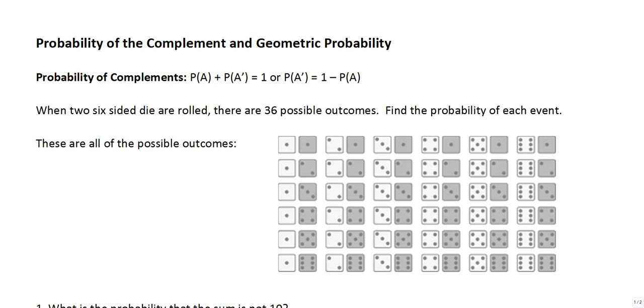Hey everybody, this is Mr. Longo here, and we are going to talk about probability of the complement and geometric probability.